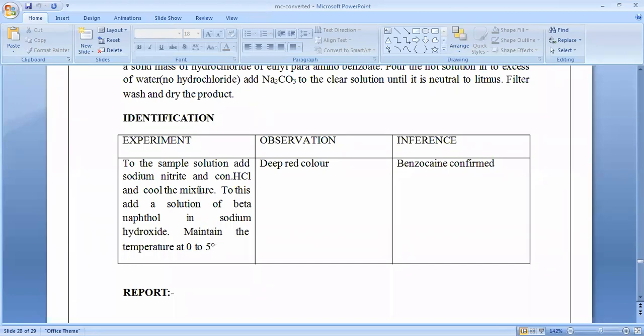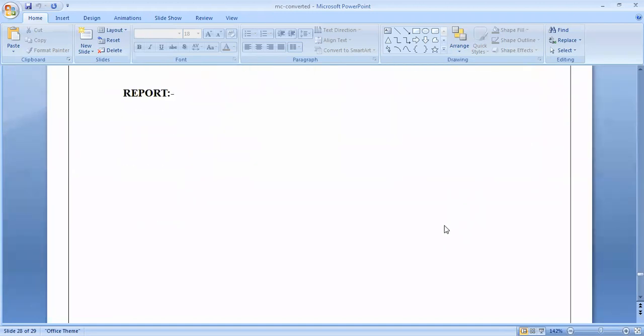So what happens? We take the crude synthesized benzocaine, add concentrated hydrochloric acid and cool the reaction mixture. To this cooled reaction mixture, we add a solution of beta-naphthol in sodium hydroxide. This reaction is carried out at a temperature of 0 to 5 degrees centigrade. It produces a deep red color, so we can confirm that benzocaine is formed. Then we report the synthesized product and the percentage yield of the synthesized product.